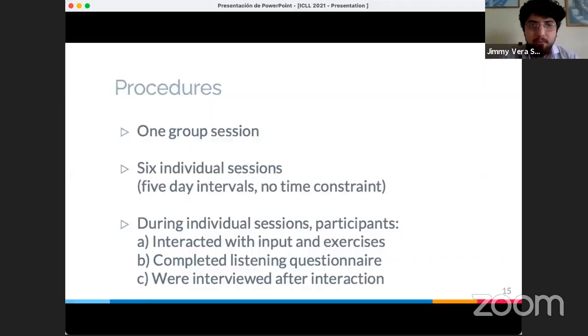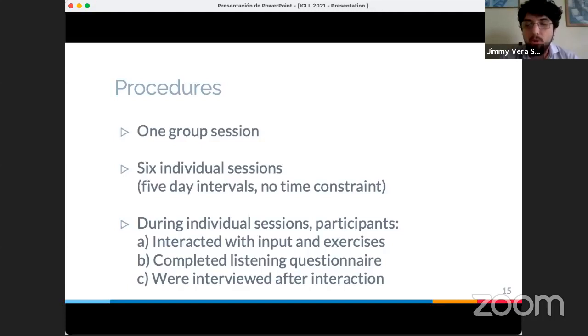In the next slide, we can check the procedures that we used for students to interact with the platform. The first meeting was a group session in which students were able to see the interface of the platform, to get familiarized with it. We explained the different help options that they had. And once they started interacting individually with this platform, they had to undergo 6 individual sessions with 5 days of intervals and with no time constraints for them to interact with the platform.